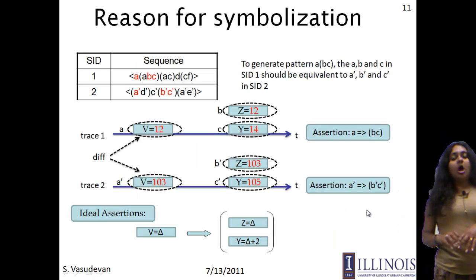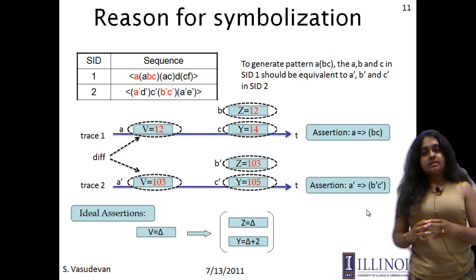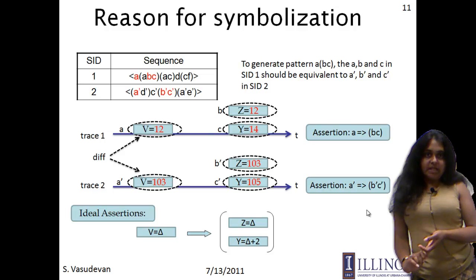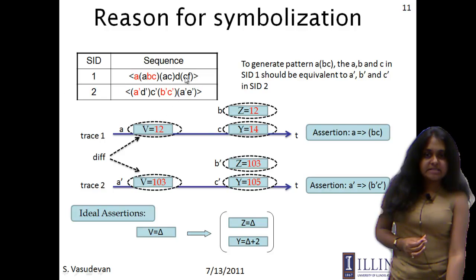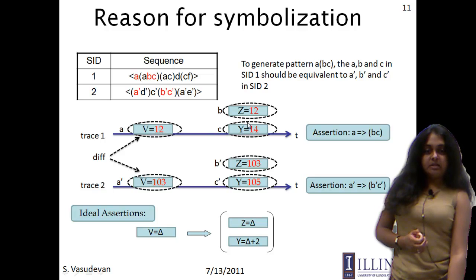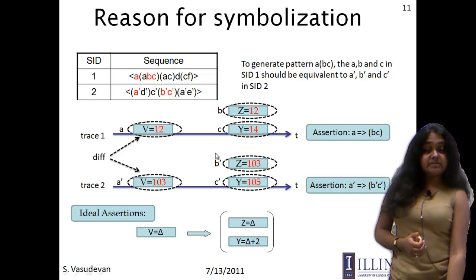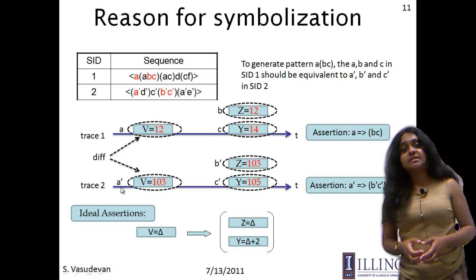Now beyond this, there is one more very interesting feature in the sequential pattern mining algorithm, and this is symbolization. So let's talk about symbolization and why we need it. In a typical sequence database like the one shown here, let's look at what happens. Let's say there are 2 traces here, trace 1 and trace 2, and let A be the event that the variable V gets a value 12, let B be the event that Z gets a value 12, and C be the event that Y gets a value 14, and similarly A prime, B prime and C prime are events which assign to variables V, Z and Y respectively in trace 2.